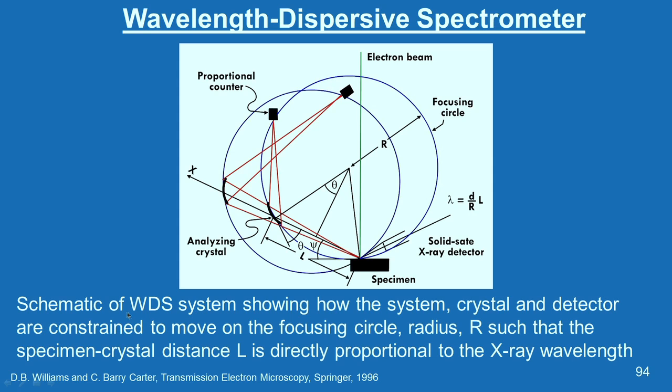So, you have this schematic of the WDS system showing how the specimen, crystal and detector are constrained to move on a focusing circle of radius r, such that the specimen crystal distance L is directly proportional to the X-ray wavelength. This is the specimen crystal distance L, which is proportional to the wavelength. Lambda is equal to d by r times L. This is the relation, and you see that these configurations are shown in a focusing circle. Two types of configurations are shown, where the specimen, crystal and detector are shown in two configurations.